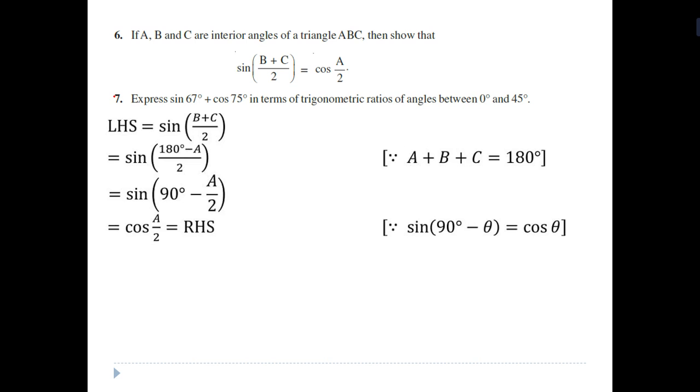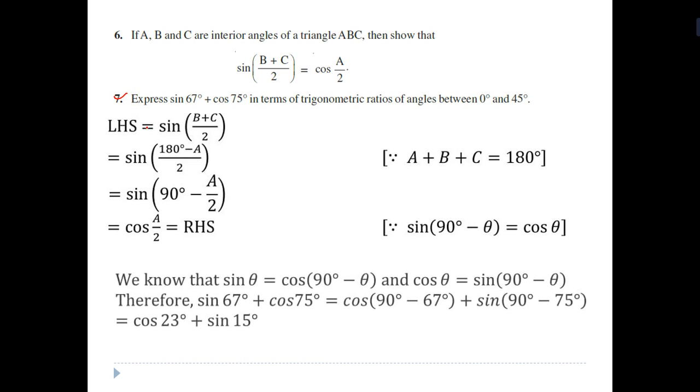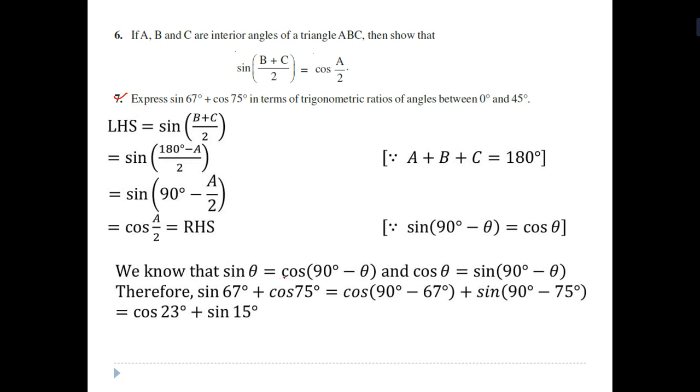Now, we have already done this earlier. We know that sin theta is equal to cos (90 minus theta), and cos theta is equal to sin (90 minus theta). So the question is sin 67, so I have to convert it into cos 23, because the total is 90. Cos 75 I have to convert into sin 15, by using the identity sin theta equals cos (90 minus theta) and cos theta equals sin (90 minus theta). That way we have completed this.